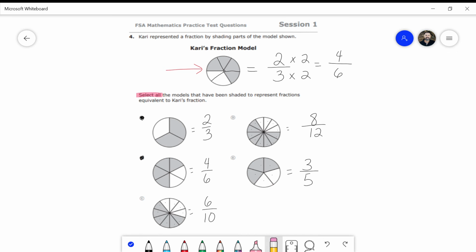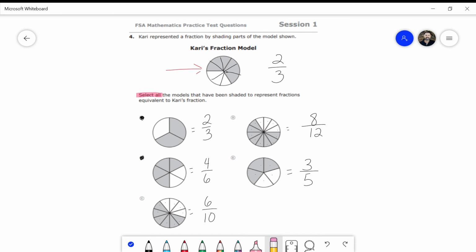Well, what if I do the same thing? So if I have 2/3 and I cut every piece into thirds, I cut every piece into thirds. So 2/3 times 3 is 6/9. So let's see, do I have that as an option? Well, I don't. So then I go to the next one.